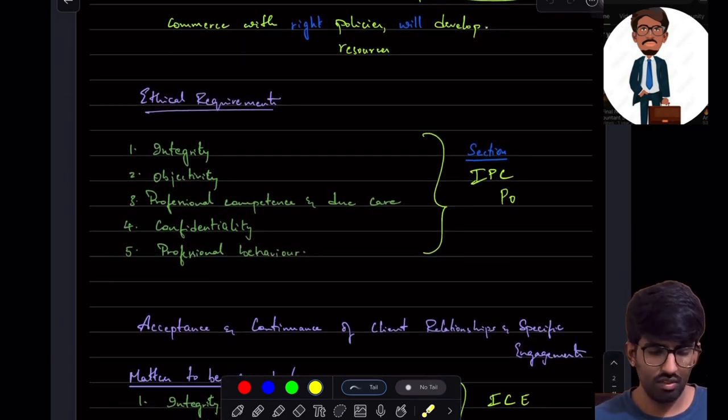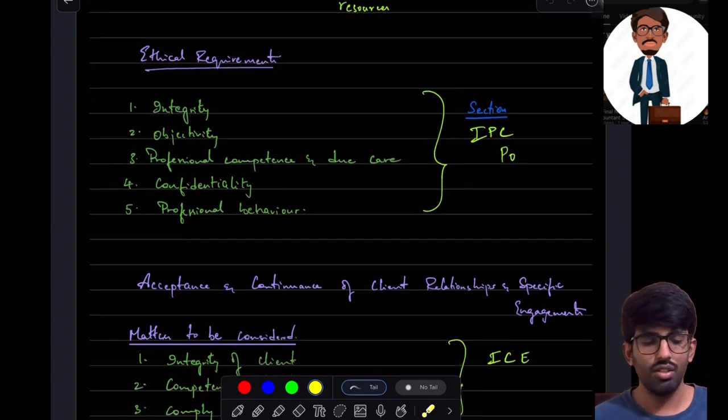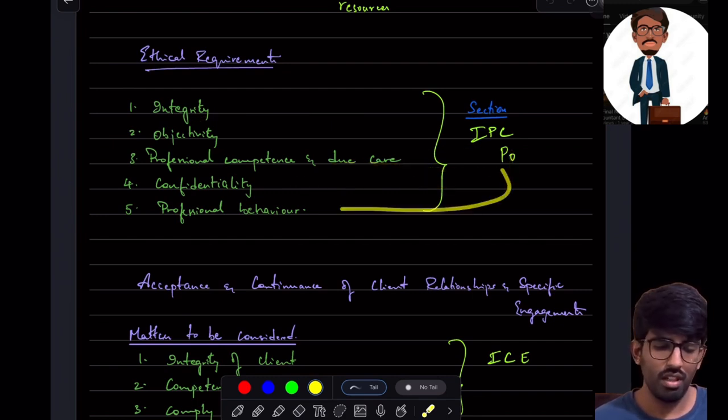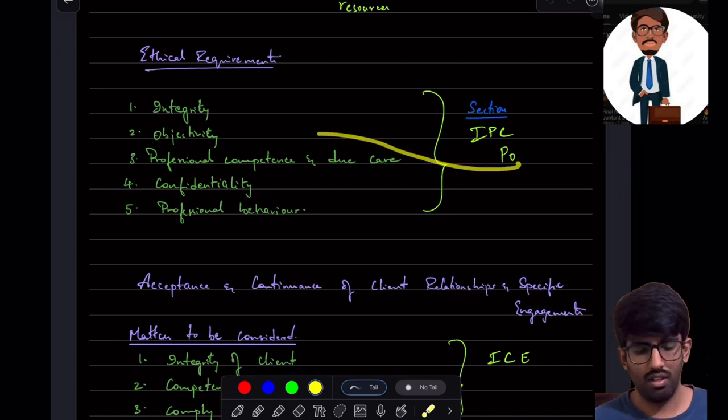And the next thing is ethical requirements. We have again 5 things. For this, the mnemonic is IPC PO. I stands for integrity, P stands for professional competence and due care, C stands for confidentiality, P stands for professional behavior, and O stands for objectivity.